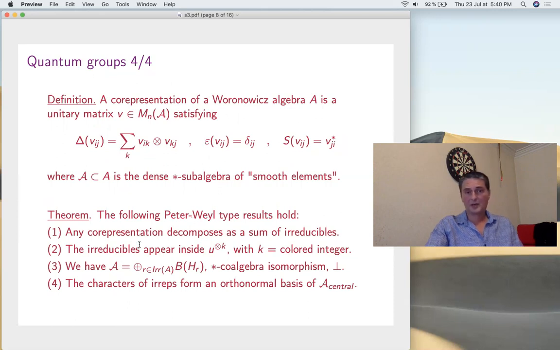And then you have Peter-Weyl, so it's semi-simple, irreducibles appear inside the tensor powers u^k. As a coalgebra, you have this Peter-Weyl decomposition. It's orthogonal with respect to the Haar measure, and also the characters form an orthogonal basis of, you can define, the central elements. These are the elements which are invariant on the flip. So everything works just fine. In addition to this, you have other things like Tannaka, many others. But for what we need here, developing these fixed points of factors, that's all we need.